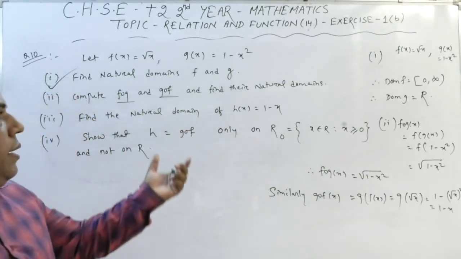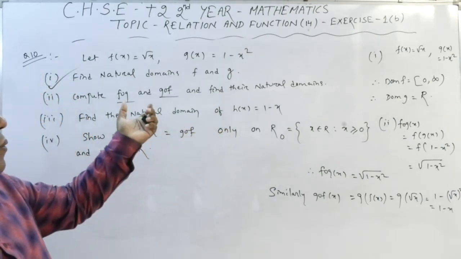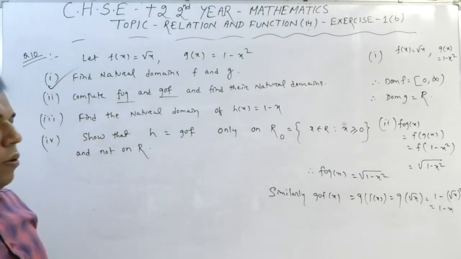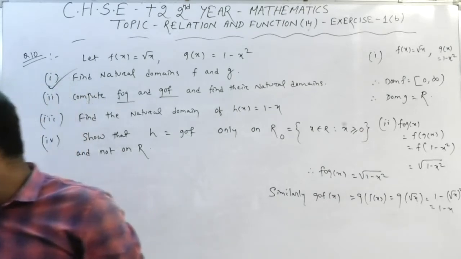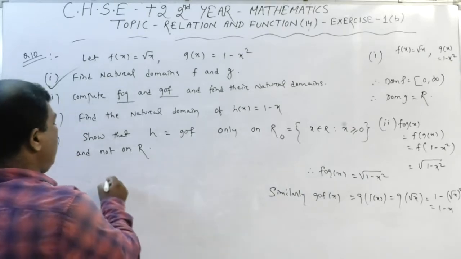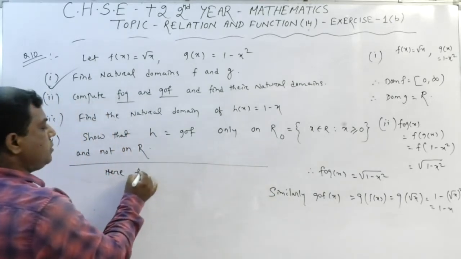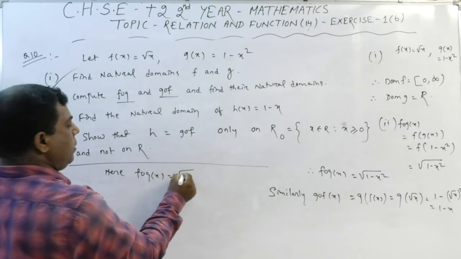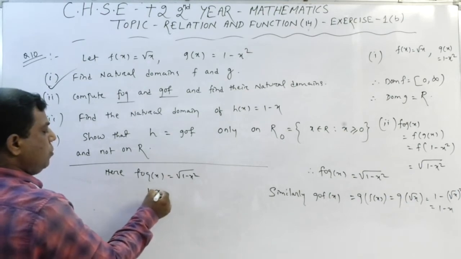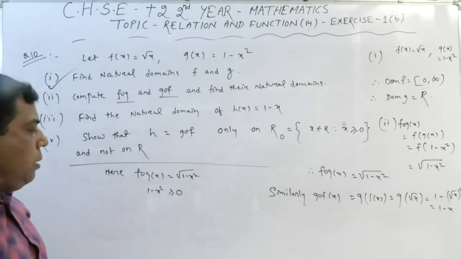Now we have to go for the domain value. What I should put so that I am getting a valid output is called the domain. Okay, that I am going to solve now. Here, fog x is what? Root under 1 minus x squared. This 1 minus x squared should be positive or equal to 0, then only the root is evaluated.